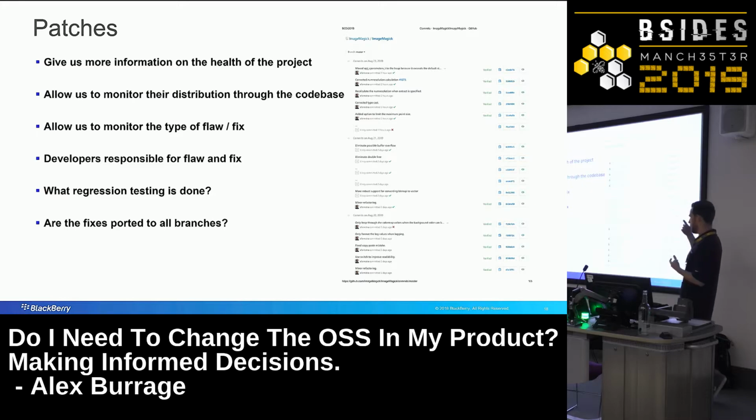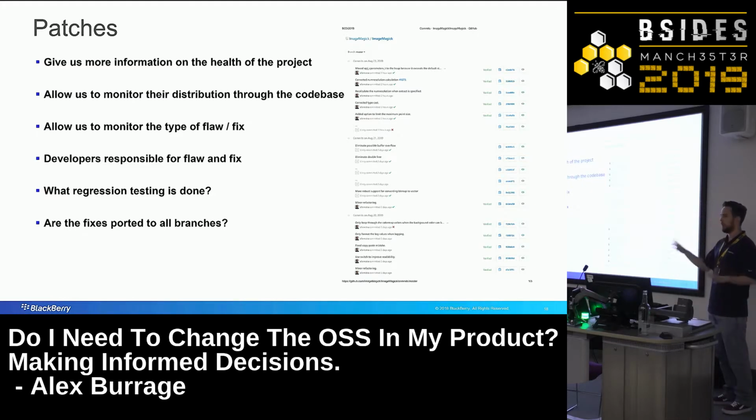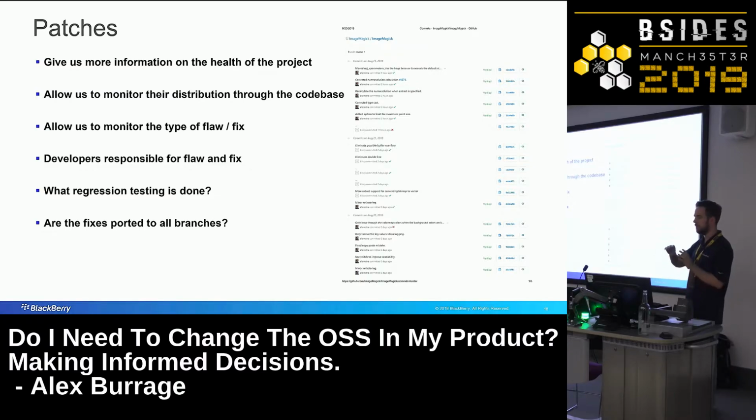Because we have the patches, we can see all of the source tree, we can see which directories, which features are getting patched. And those might be the features that we're not using. So, if all the patches that are going in are for a feature that we don't use, the whole directory that we don't use, well, then we can say that doesn't affect us. That's good. We can see what regression testing is done, what gatekeeping there is.